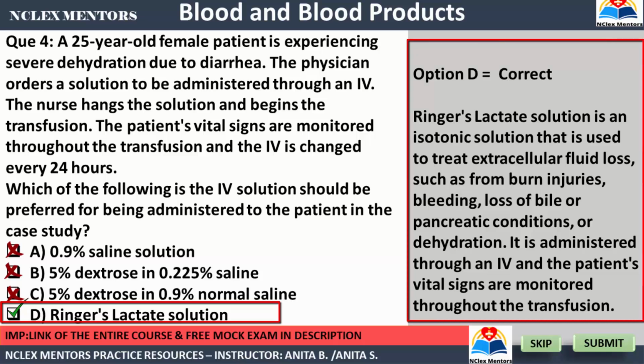Ringer's lactate solution is an isotonic solution that is used to treat extracellular fluid loss, such as from burn injuries, bleeding, loss of bile, or pancreatic conditions, or dehydration. It is administered through an IV and the patient's vital signs are monitored throughout the transfusion.